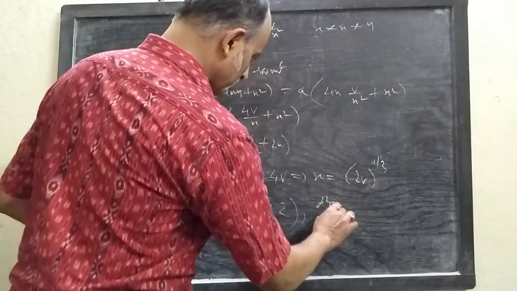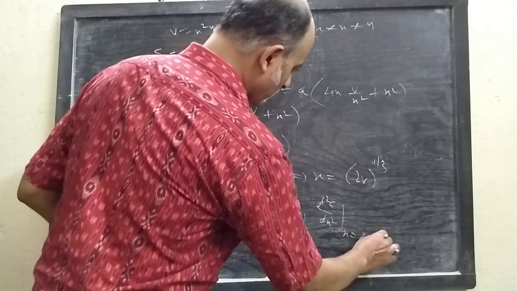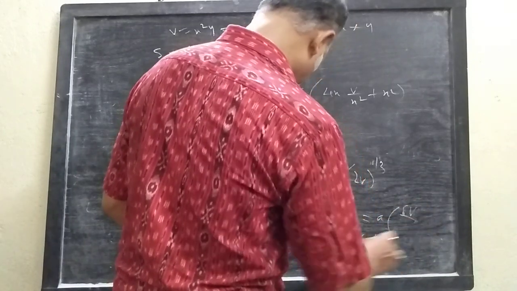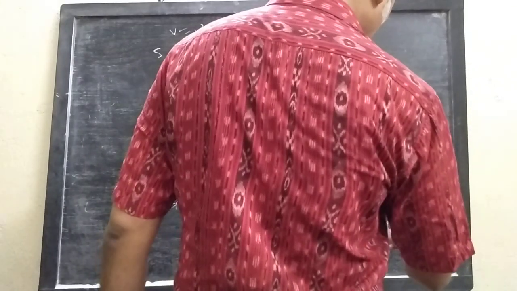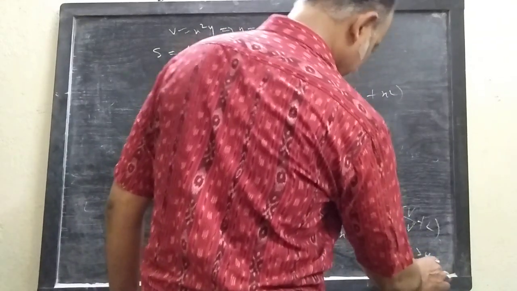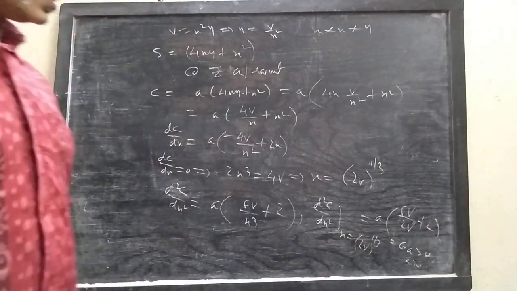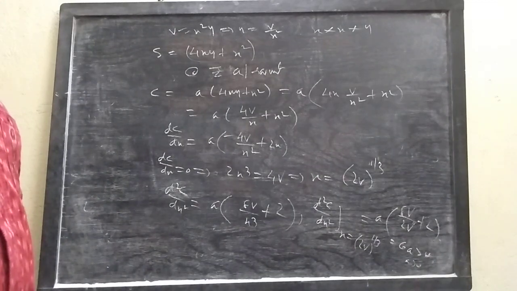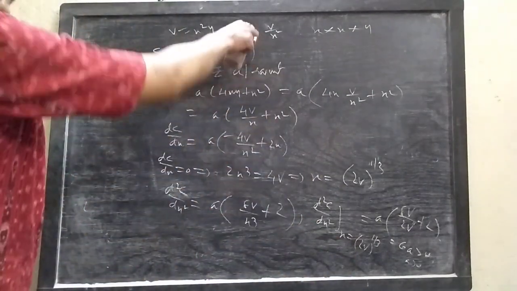Now d2c dx2 at x equals 2b to the power 1/3 will be a into 8b by 2b, because x cube is 2b, plus 2. 2b 4, 4 to 6. This is 6a greater than 0 because a is obviously positive. So d2c dx2 at x equals 2b to the power 1/3 is 6a, which is positive. So you can conclude that c is minimum, that is cost of making the tank is minimum when x equals 2b to the power 1/3, and when x equals 2b to the power 1/3, then find y from this relation.